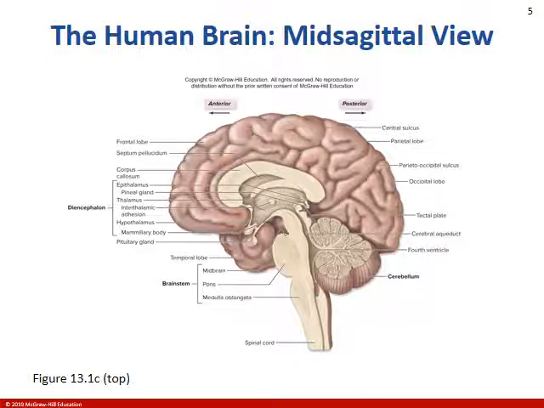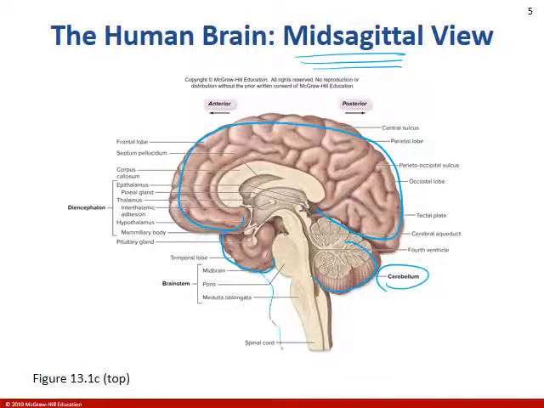This is probably the best view to start with. You can see all the internal structures. So we're looking at a midsagittal view. All of this structure here is the cerebrum. Back here we have the cerebellum. You can see the brain stem. We have here the midbrain. Then we have the pons. Then we have the medulla oblongata. Then we get to spinal cord.